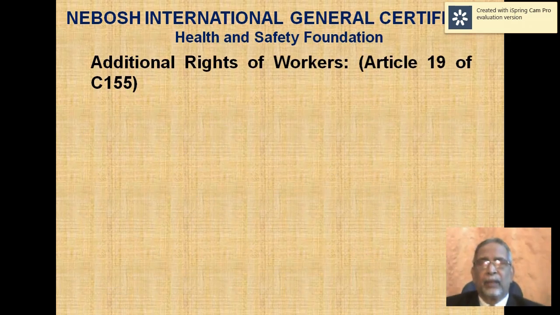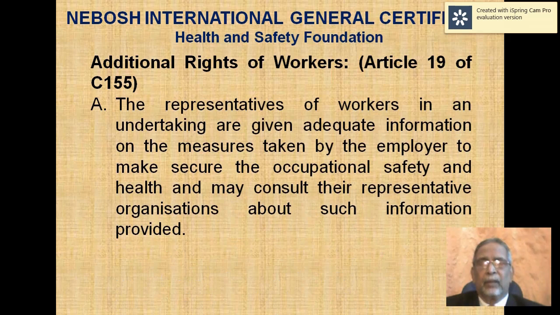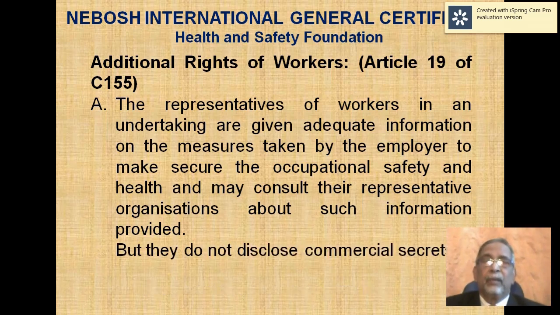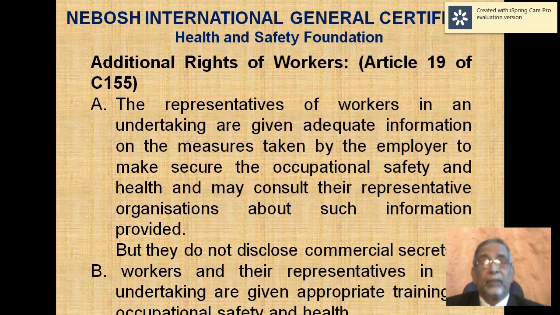The additional rights of workers, Article 19 of C155. A. The representatives of workers in an undertaking are given adequate information on the measures taken by the employer to ensure occupational safety and health, and may consult their representative organizations about such information provided. But they should not disclose commercial secrets. B. Workers and their representatives in the undertaking are given appropriate training in occupational safety and health.